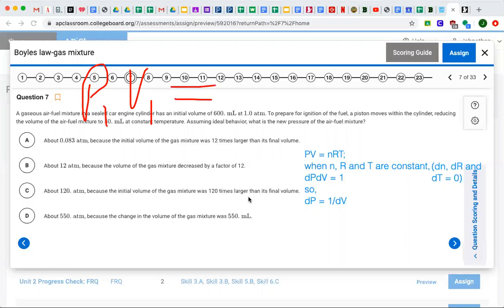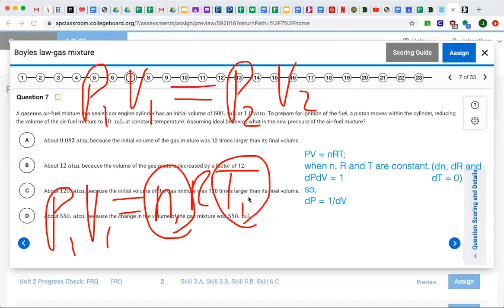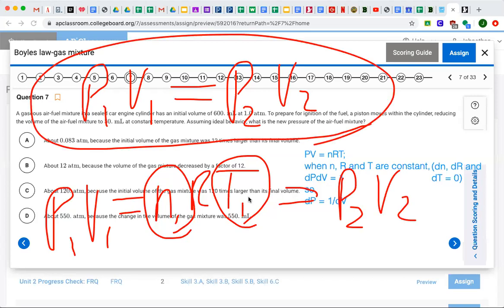The easiest way on this one is P1 V1 equals P2 V2, right? And you can get that from PV equals nRT. You can say P1 V1 equals n1 times R times T1, but you know that n and T are not going to change. So that same quantity is also equal to P2 V2. And that's why you can say P1 V1 equals P2 V2.